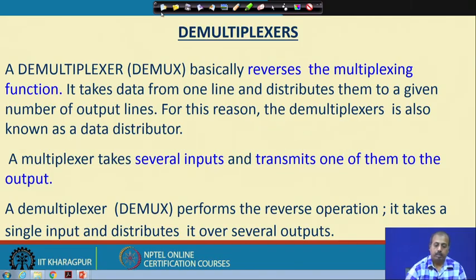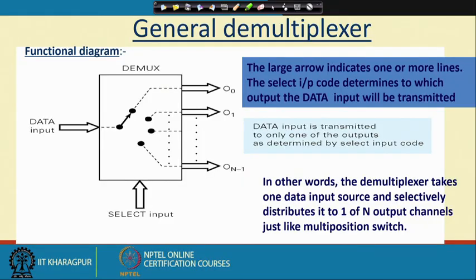Now, a demultiplexer performs the reverse operation. It takes a single input and distributes it over several outputs. You can look at it as if there is a switch that can get attached to one of the output positions, to transfer the data input to that line. Here the data input is coming and, depending upon the select input, this switch will be set to one of these positions, and accordingly the input will go to one of the outputs. This large arrow indicates one or more lines.